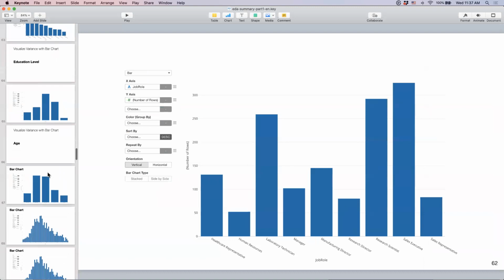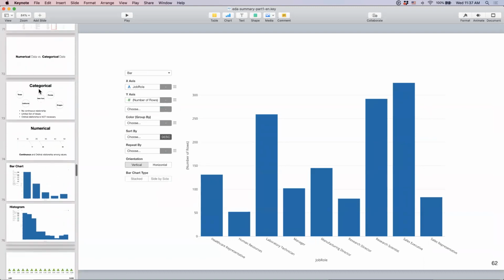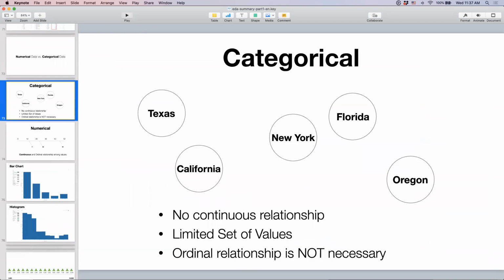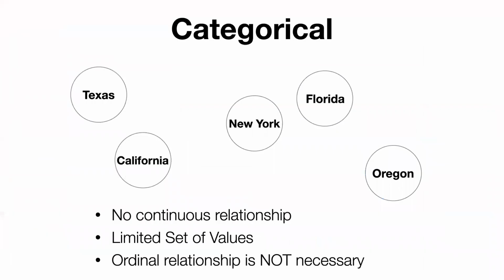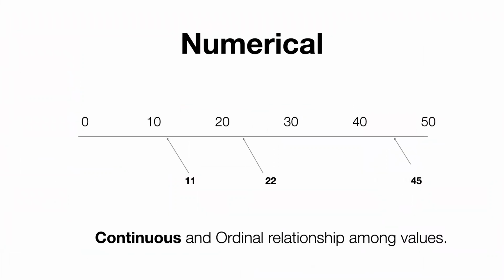So histogram, probably everybody is okay with this, but just to recap: categorical means there's no continuous relationship. As opposed to that, numerical has a continuous and ordinal relationship among values. What's continuous is like 10, 20, and when you have 10, 20, you expect something between, like 11, 12, 13. And even when you have 10, 11, you can still expect a 10.1, 10.2, and so on. So any place, the values always continue. You might not have the exact employee there, but the value itself should be there.